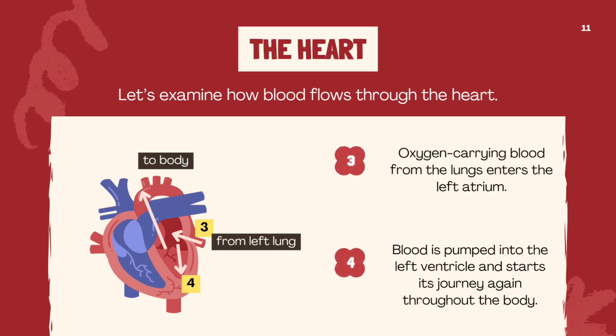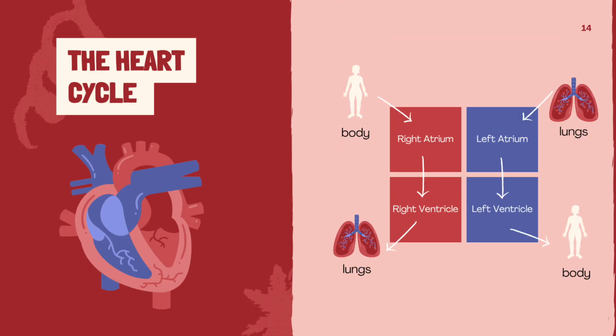The heart. Let's examine how blood flows through the heart. To the body, 3, from the left lung, oxygen-carrying blood from the lungs enters the left atrium. 4, blood is pumped into the left ventricle and starts its journey again throughout the body.